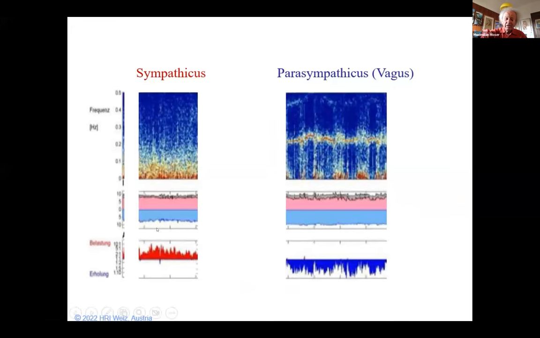Now, if you look at the rhythms that arise from these two systems, it's very characteristic for the sympathicus to have so-called stochastic activity, which means activity which is not harmonic, not like a sinusoid, but it's distributed on many different frequencies, and this is called stochastic. Whereas the parasympathetic system produces rhythmic activity, which you can see in this line, that's the up and down of the respiration, but also in the long time, you see here, these oscillations are rhythmic activity, and they are typically for parasympathetic. And this is a possibility to investigate if the body is sympathetically or parasympathetically activated.